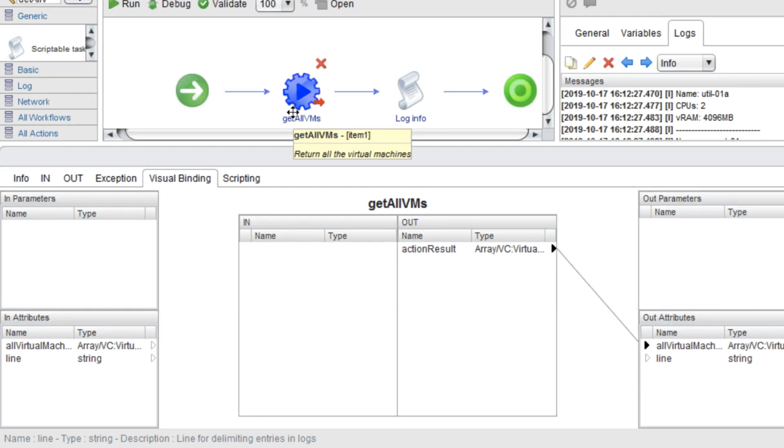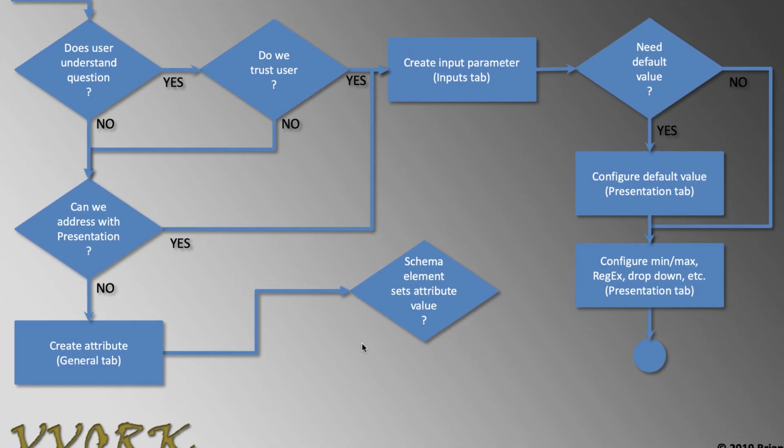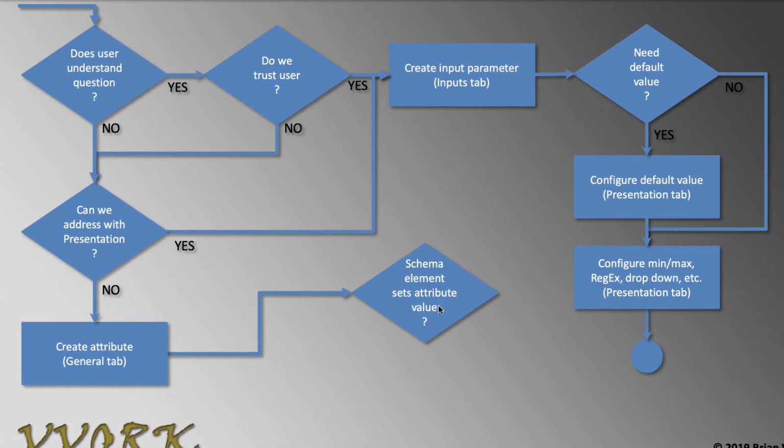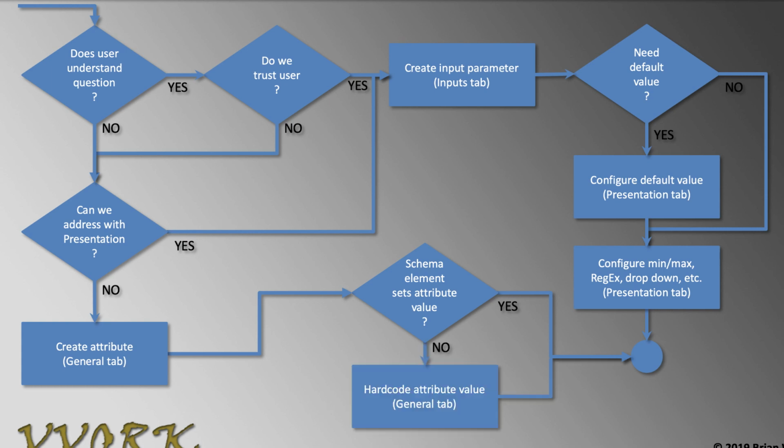So in this particular case, this schema element is setting the value of an attribute. And as a consequence, let's see what our flowchart says. As a consequence, if there is a schema element that sets the value, then I'm done. I don't have to set the value. I don't have to hard code the value. I'm done. On the other hand, if there are no schema elements that set the value of the attribute in question, then I need to go to the General tab and find that attribute and hard code its value.